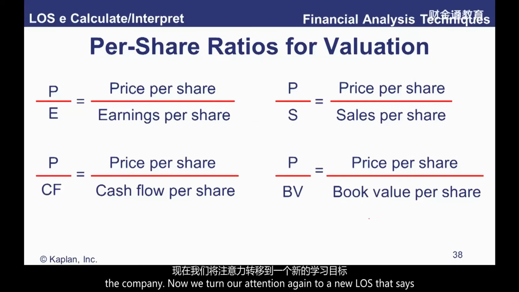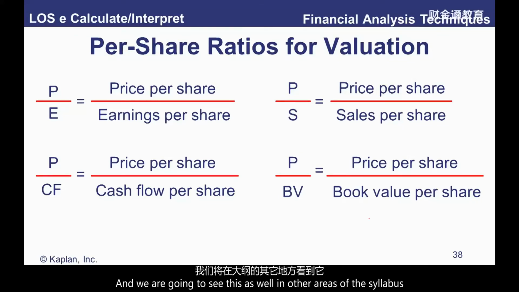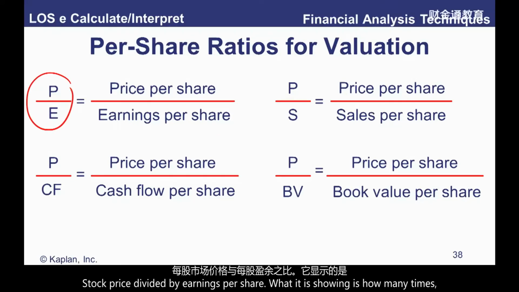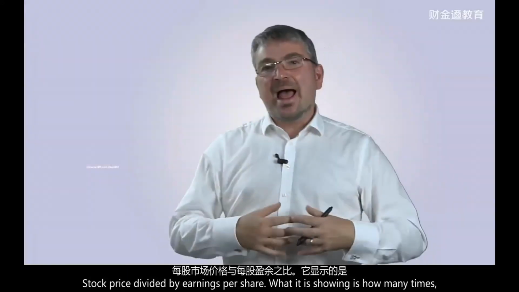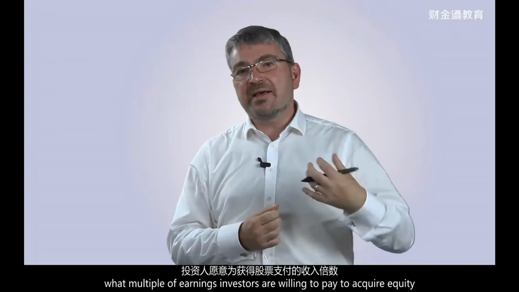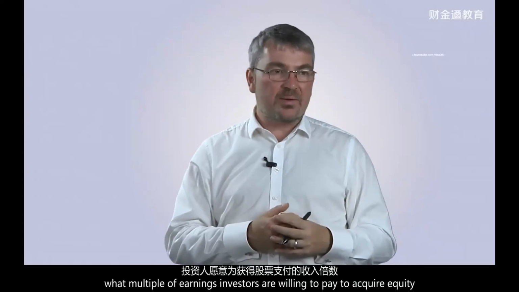Now we turn our attention again to a new LOS that says calculate and interpret ratios used in equity and credit analysis. And we're going to see these as well in other areas of the syllabus. So probably the most famous ratio of all is the price earnings ratio. Stock price divided by earnings per share. What is this showing us? Well, it's showing us how many times, what multiple of earnings investors are willing to pay to acquire equity.